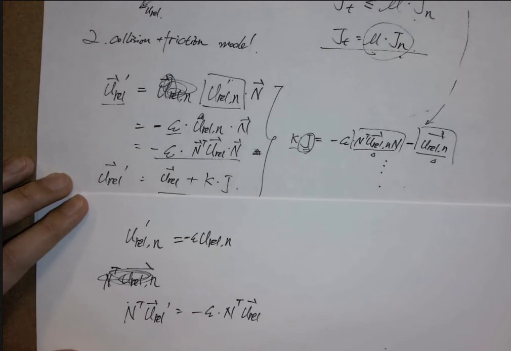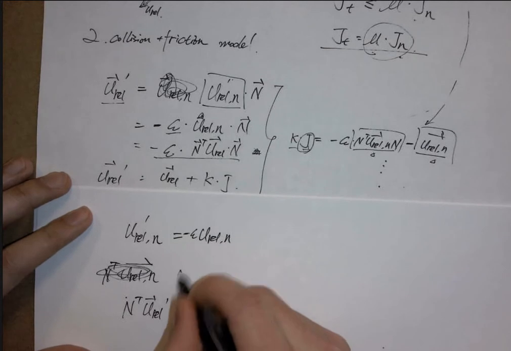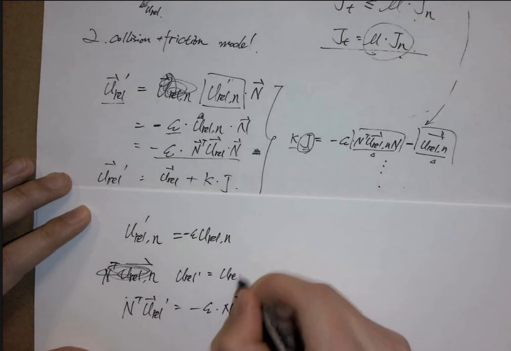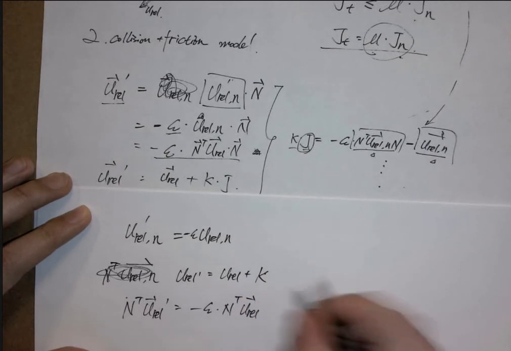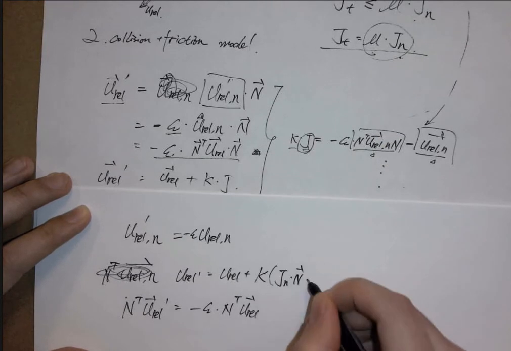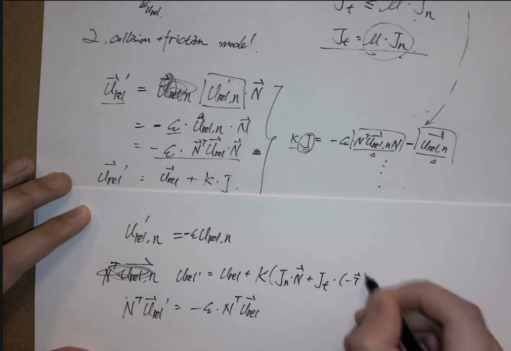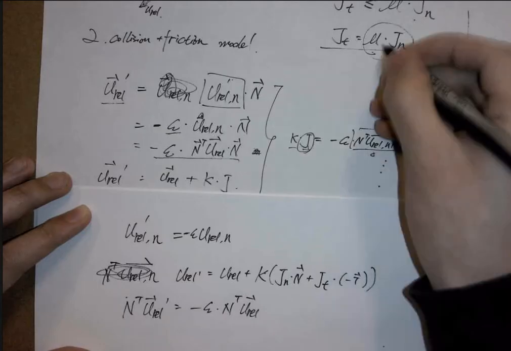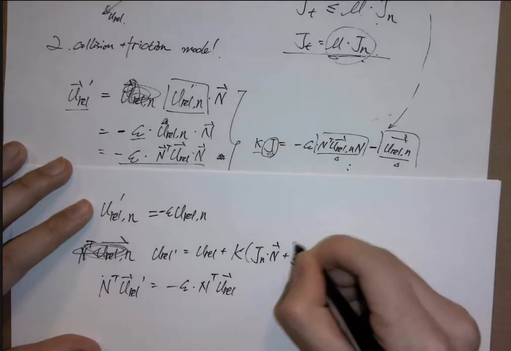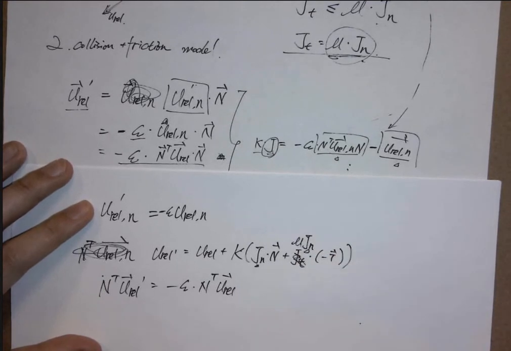All right, and also we know that our new velocity equals our original velocity plus k multiplied by j. I'm going to plug in j using jn multiplied by n plus jt multiplied by negative t. And we know that jt equals mu multiplied by jn, so it's mu multiplied by jn. Only jn is the unknown in this equation.